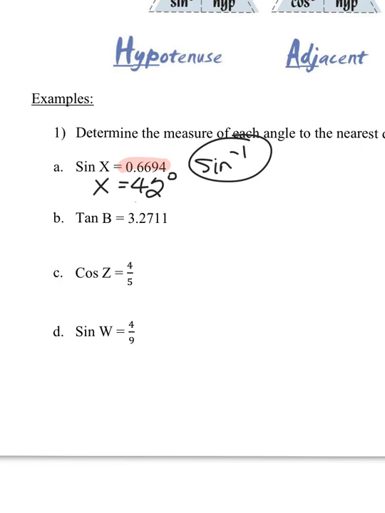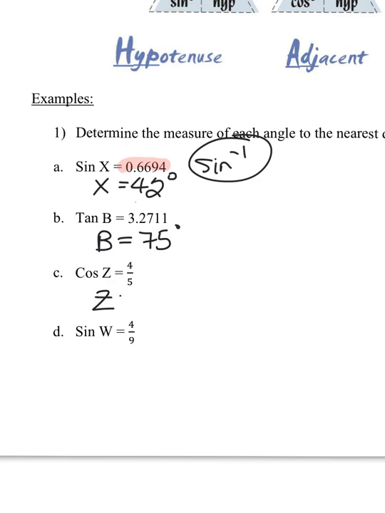depending on how your calculator works. Okay, second one here, we're going to solve for angle B. So just practicing on your calculator, we have 3.2711, and we're going to hit second and tan this time, and it comes out to be 74.9, so I'm going to round up to 75 degrees. Okay, so check that on your calculator that you can figure it out.